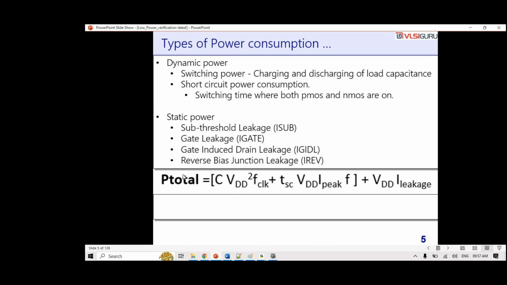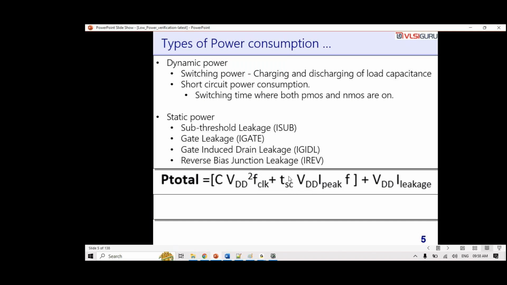What is the total power? It is the sum of dynamic power plus the static power. The dynamic power, as you see, is related to the square of the voltage, the capacitance, and the frequency of operation. So one of the things in dynamic power is that it is related to the square of the voltage. It is directly related to the frequency and the capacitance. And then you have got another thing, which is the short circuit power consumption.